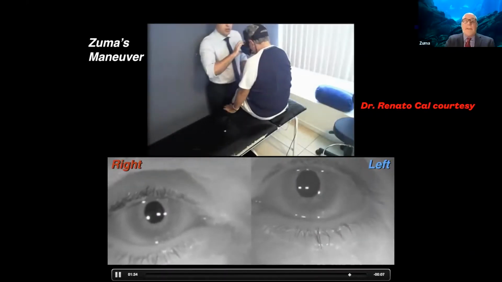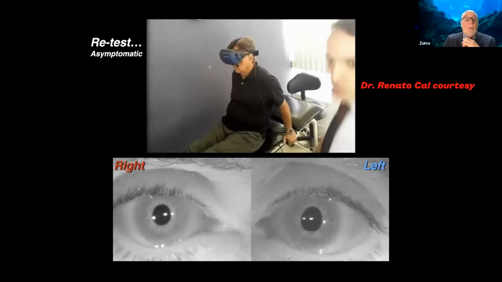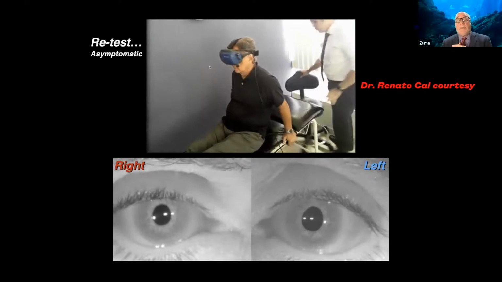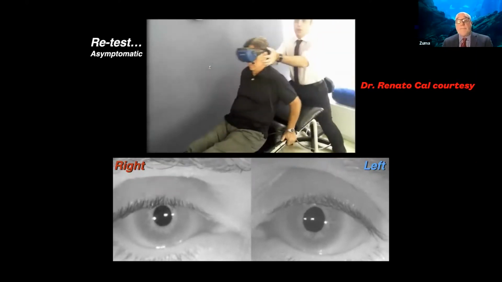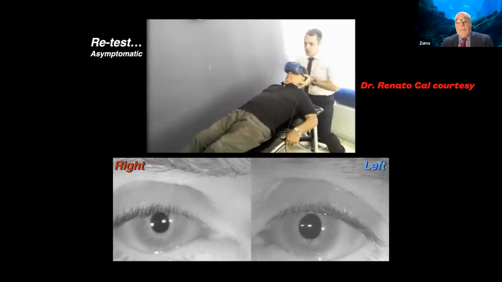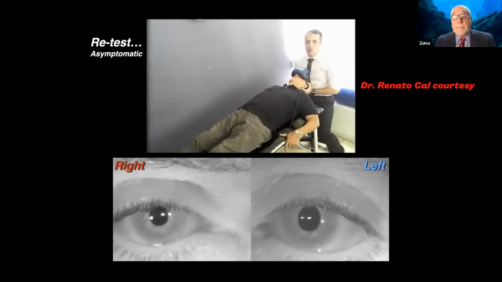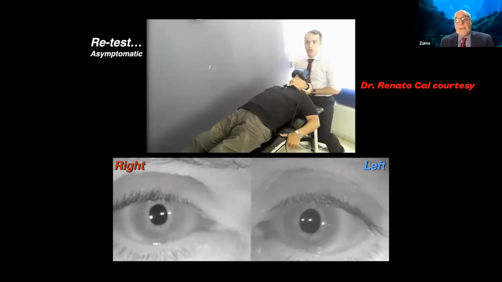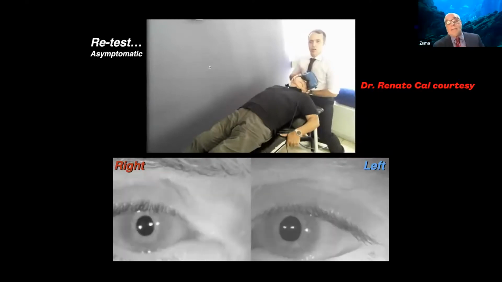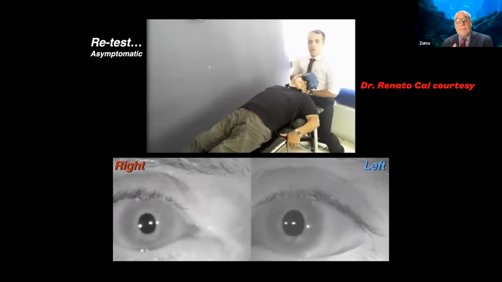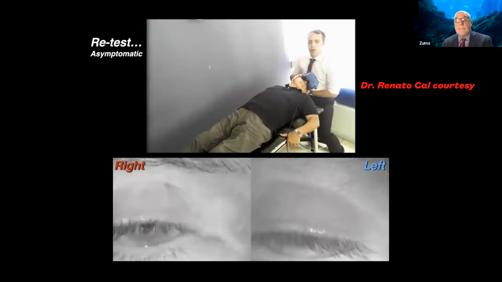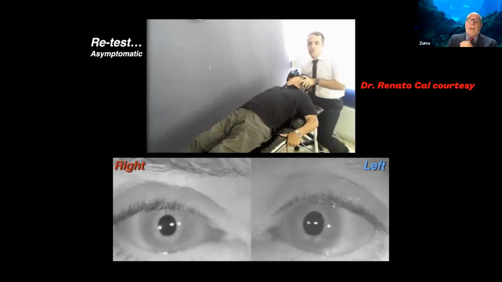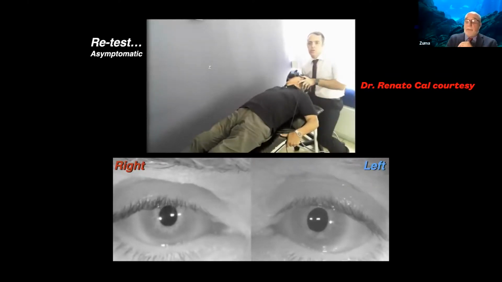Now, the day after, the patient was asymptomatic after every test, and he performed the roll test, sit to supine. No nystagmus. Turn the head to the left side, no nystagmus as well. And to the right side, no nystagmus. He solved the problem.